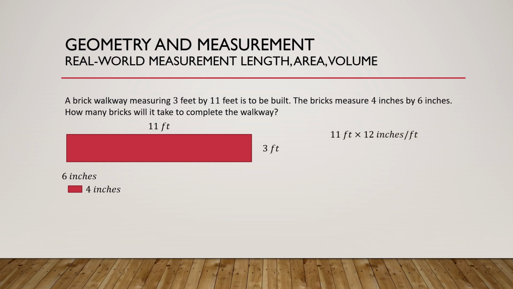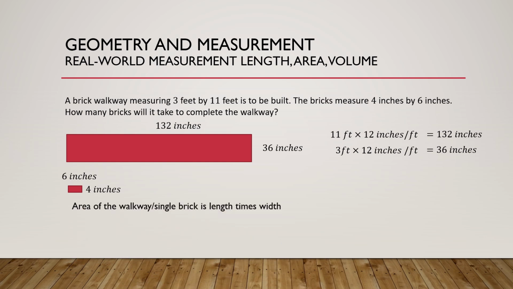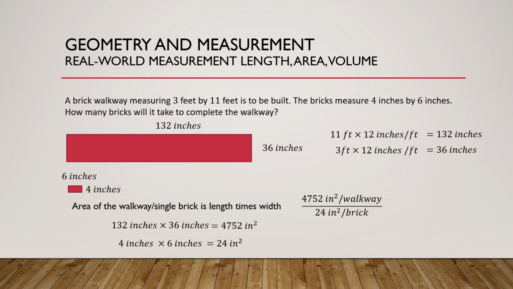11 feet times 12 inches per foot equals 132 inches. 3 feet times 12 inches per foot is 36 inches. The area of the walkway is length times width, or 132 inches times 36 inches, which equals 4,752 square inches. The area of one brick is 4 inches times 6 inches, which equals 24 square inches. Finally, 4,752 square inches in the walkway divided by 24 square inches per brick equals 198 bricks.